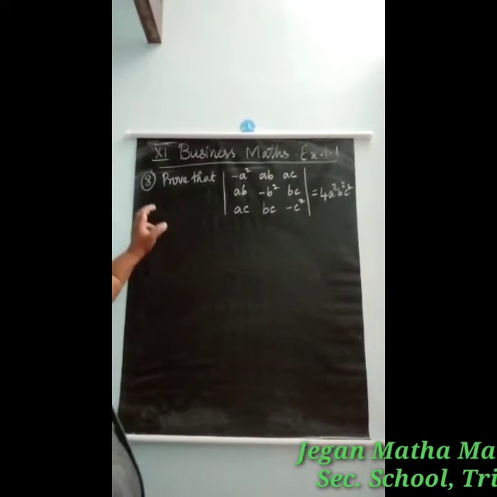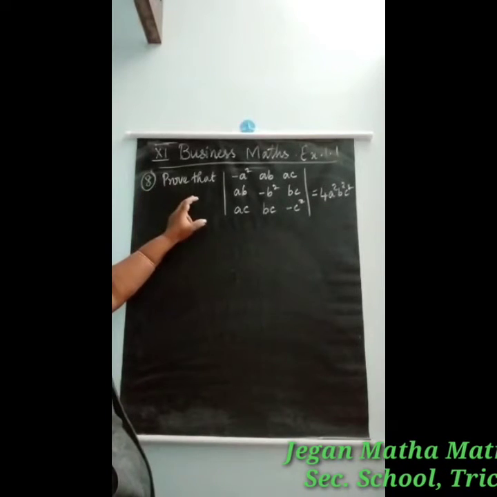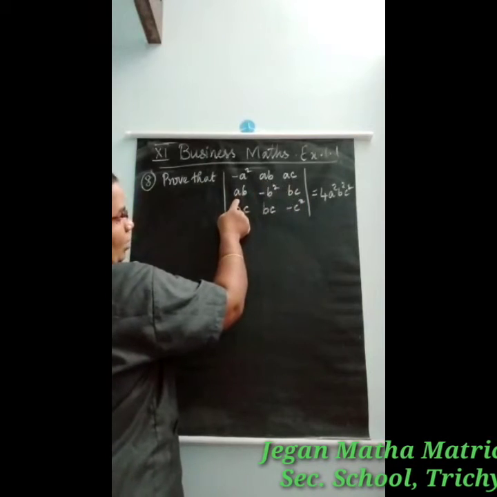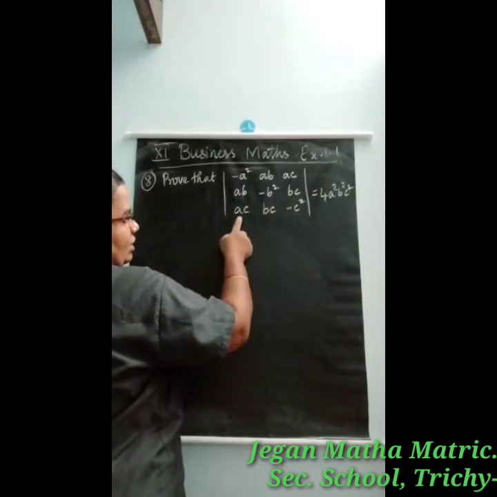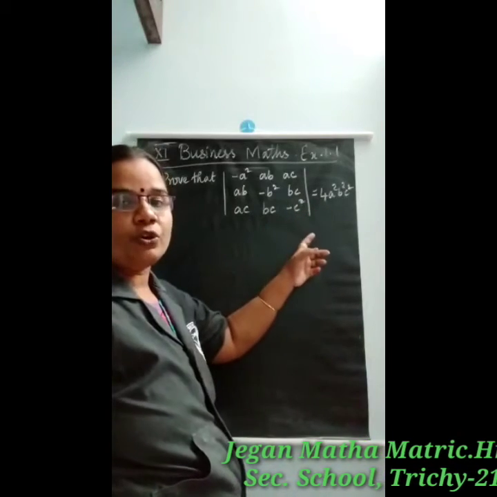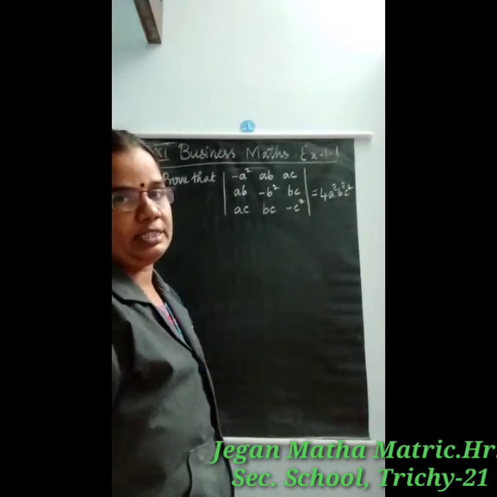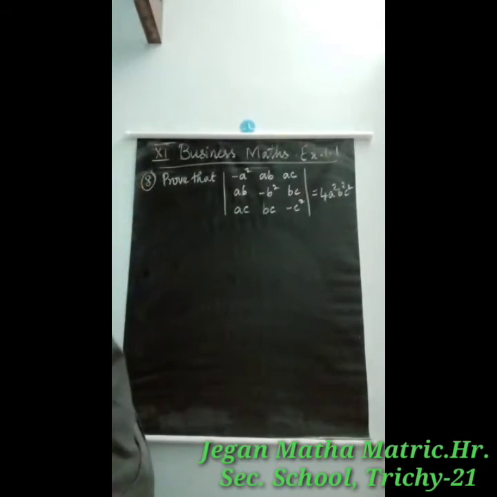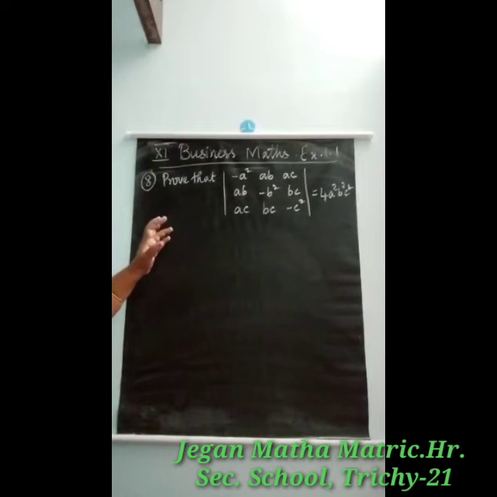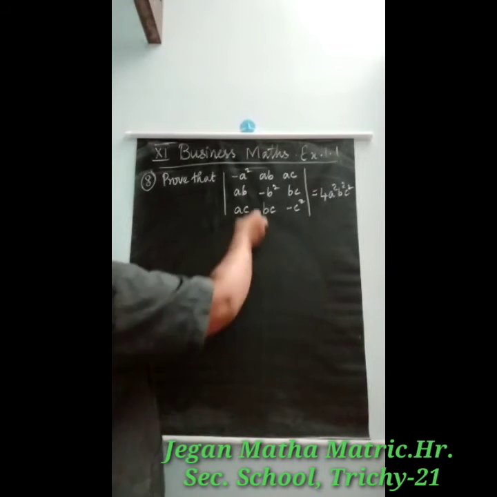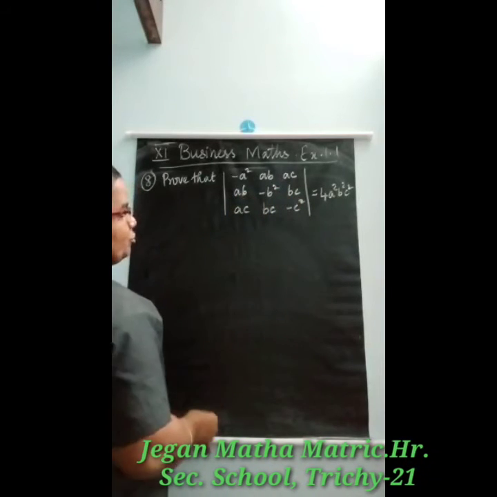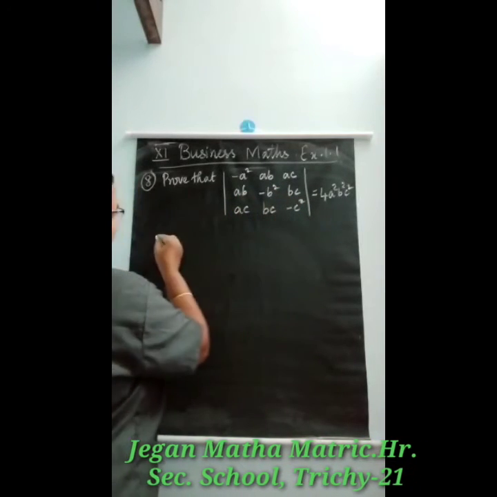Next, let us see the eighth sum. Prove that the determinant |−a², ab, ac; ab, −b², bc; ac, bc, −c²| is equal to 4a²b²c². First, what we have to do? First step, we have to take out a, b, c from the rows. That is, a from R1, b from R2, c from R3.